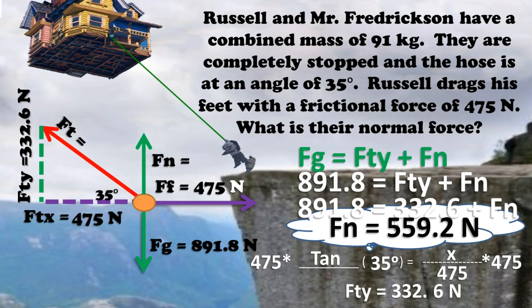It's important to note that not all normal forces are equal to their opposing gravitational force. In this case, 559.2 is less than 891.8 because the house is pulling up on them. It's alleviating some of that force. That's what angled forces do.